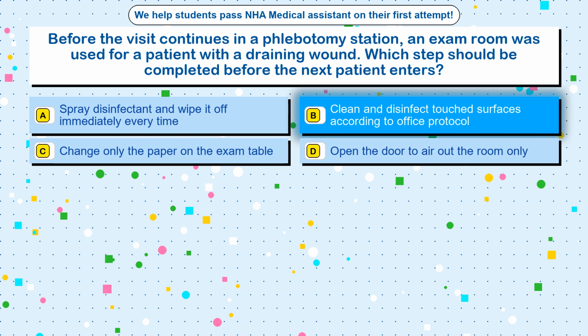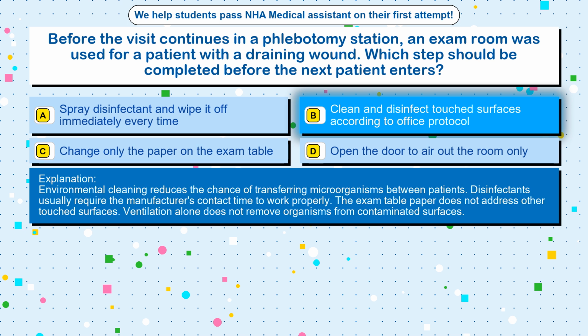Clean and disinfect touched surfaces according to office protocol. Environmental cleaning reduces the chance of transferring microorganisms between patients. Disinfectants usually require the manufacturer's contact time to work properly. The exam table paper does not address other touched surfaces. Ventilation alone does not remove organisms from contaminated surfaces.